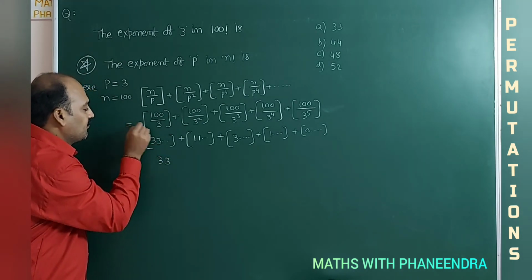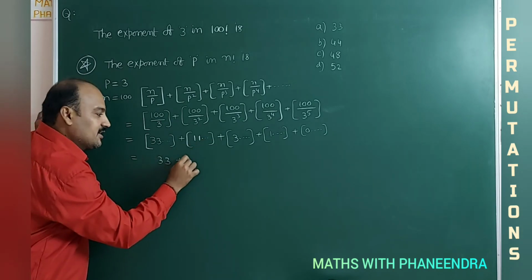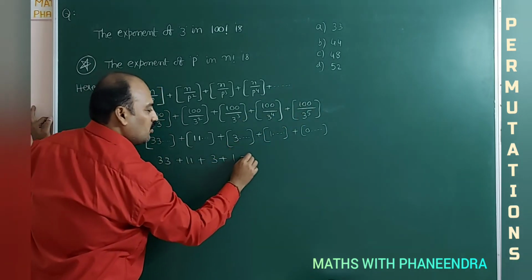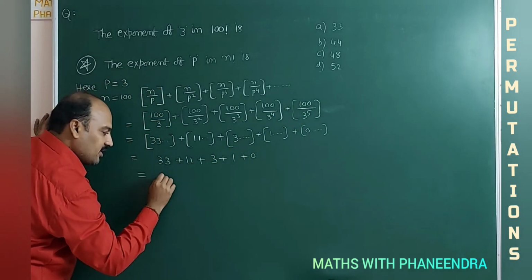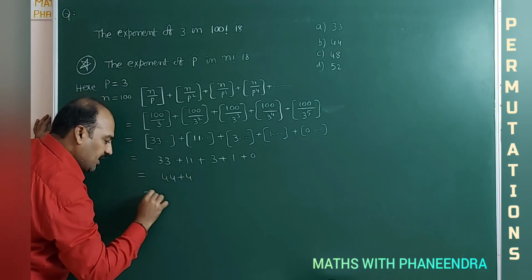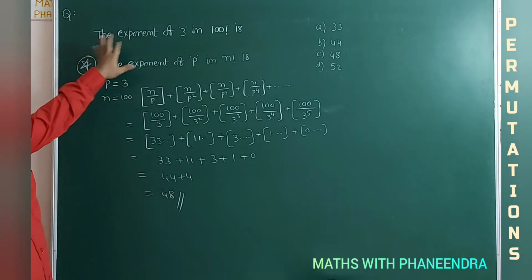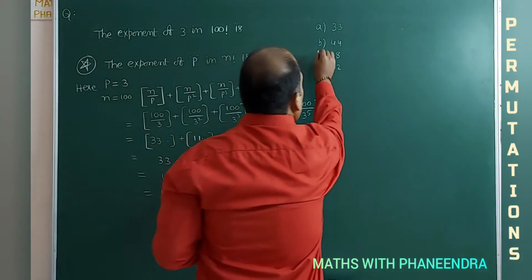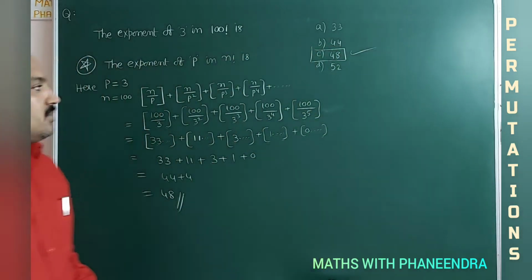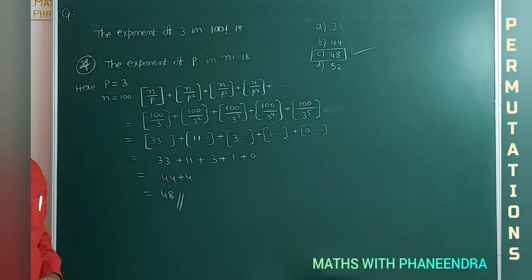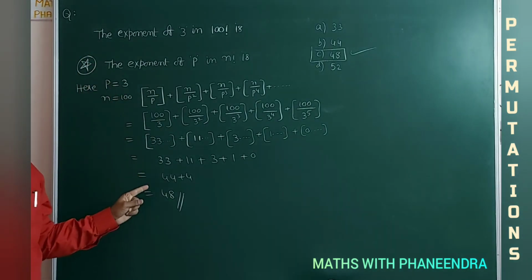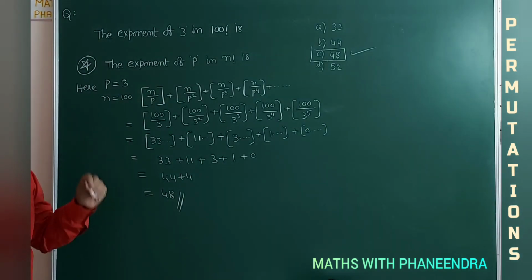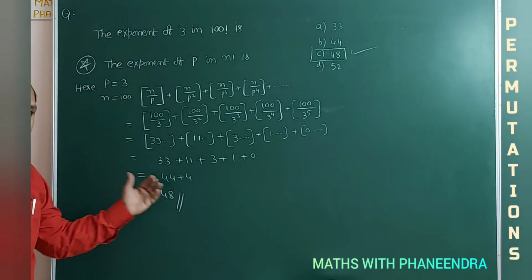33 plus 11 point something is 11, 3 point something is 3, 1 point something is 1, plus 0 point something is 0. So it is equal to 33 plus 11, 44, plus 4, so 48. Therefore, the exponent of 3 in 100 factorial is 48. It is there in the third option. This is the way you can calculate, dear students. This type of question is important for the EAMCET examination in AP and TS, and this type of question they will ask in JEE Mains and IIT. We'll move on to the next question.